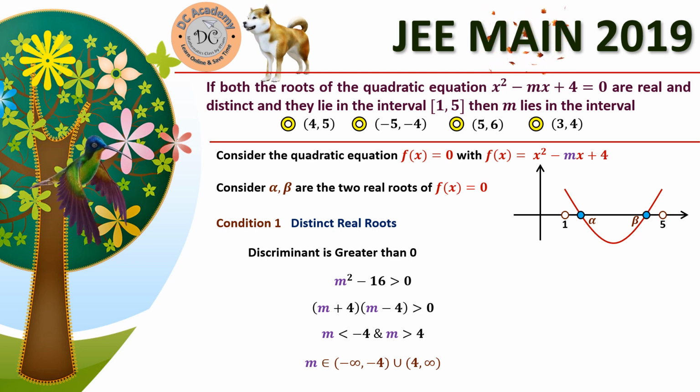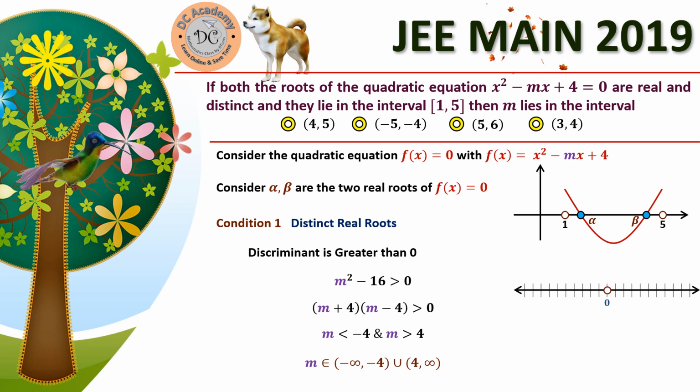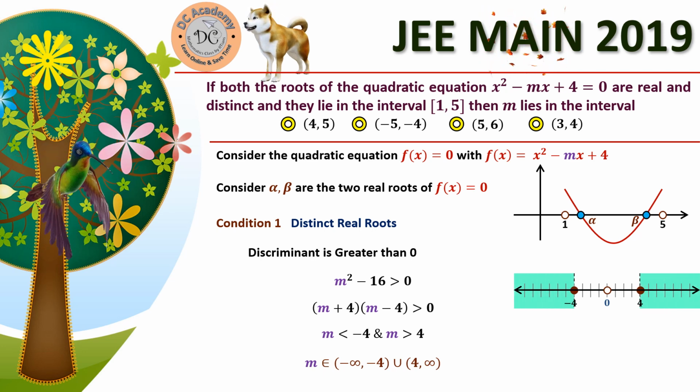Let's mark this region as A. We consider a number line, mark the points minus 4 and plus 4, and the region less than minus 4 and greater than 4. Now our m should lie in this shaded region. Let's go ahead.